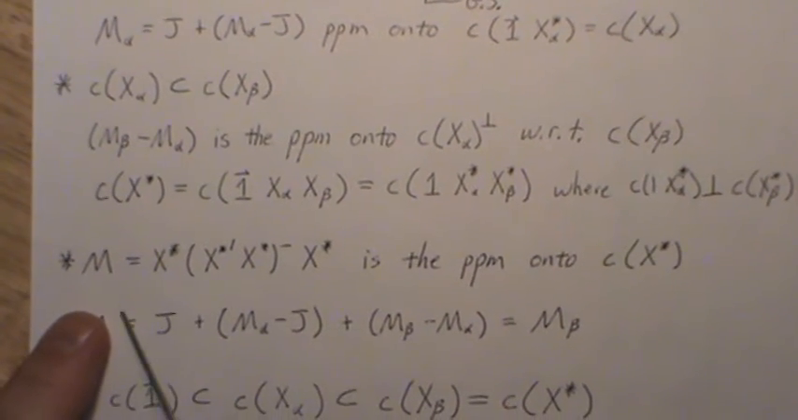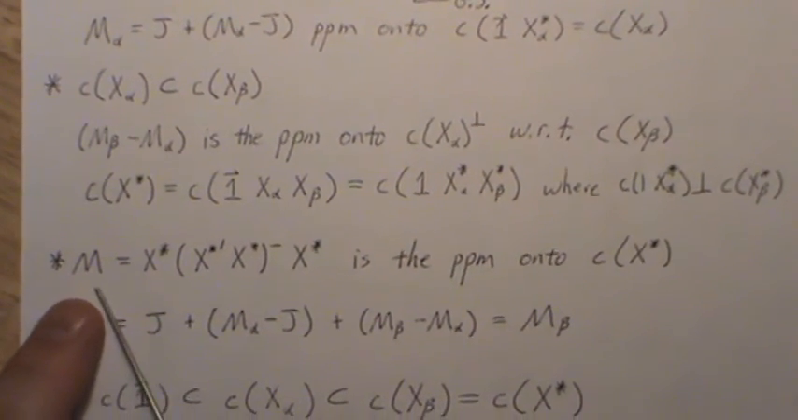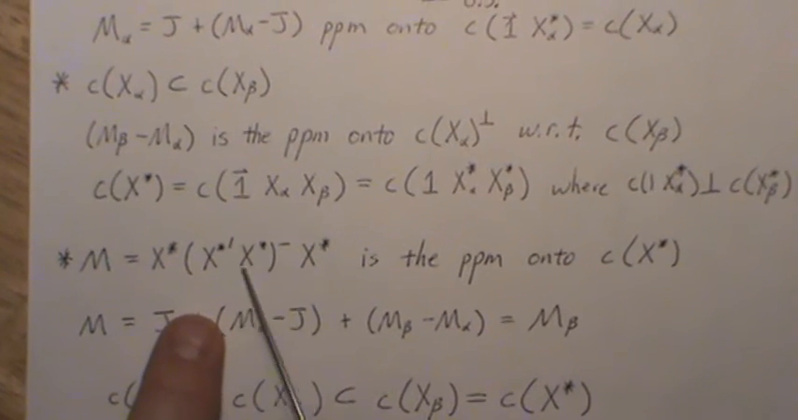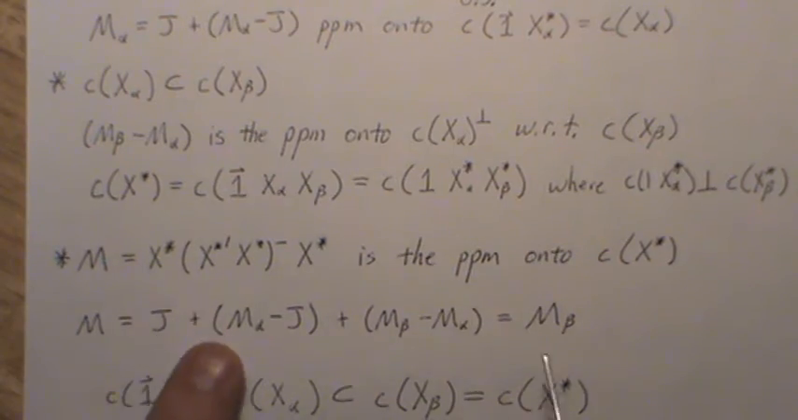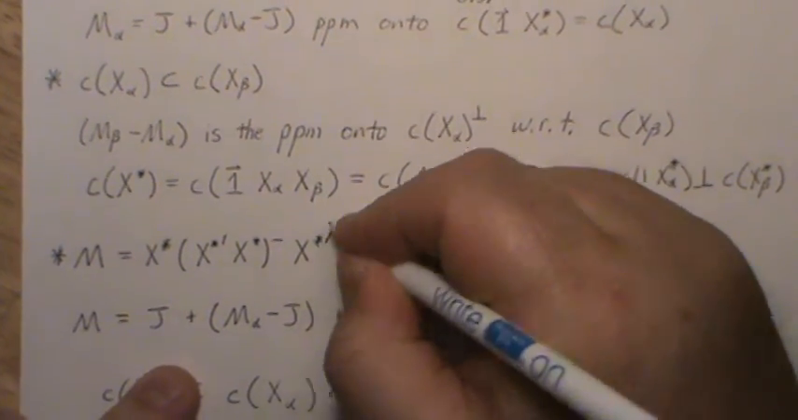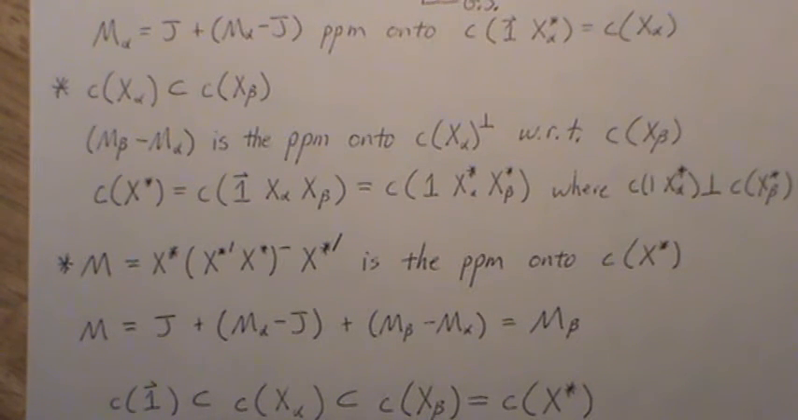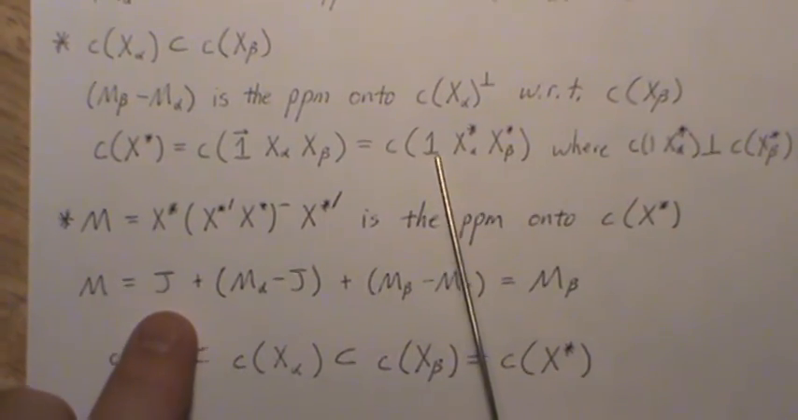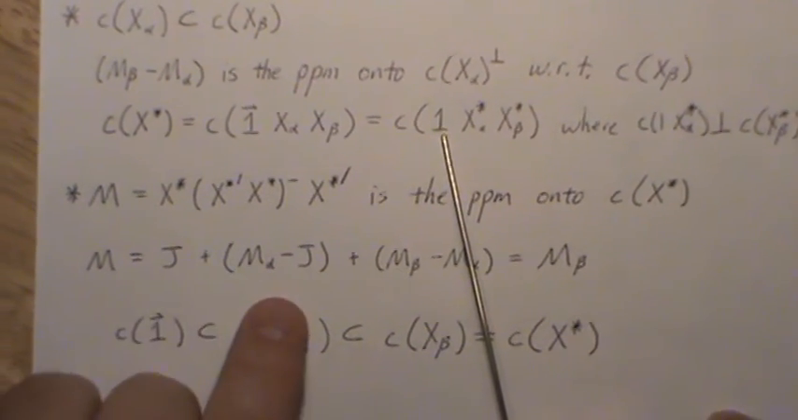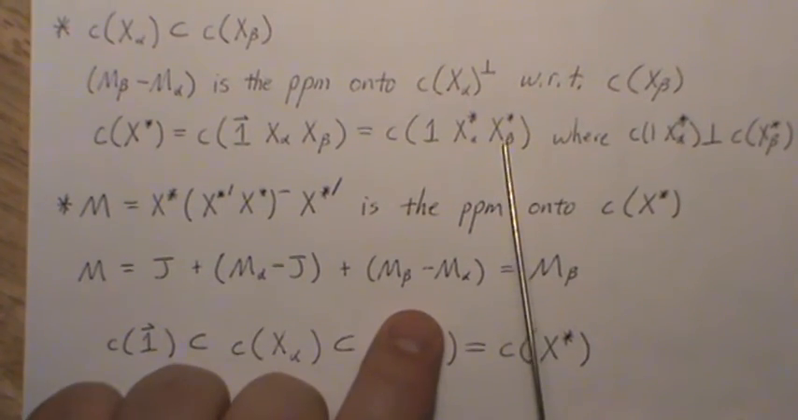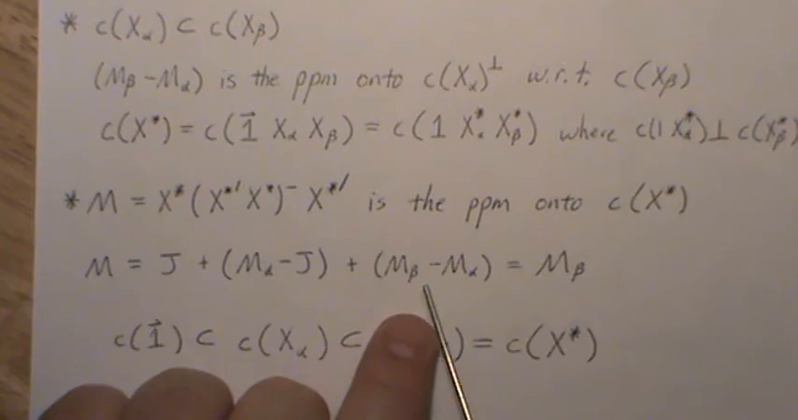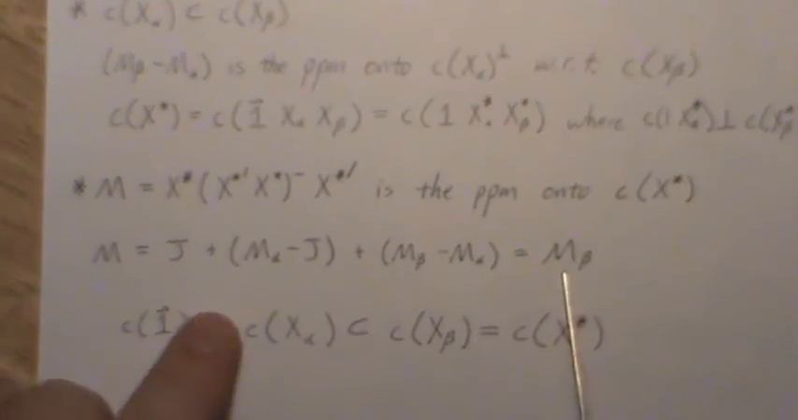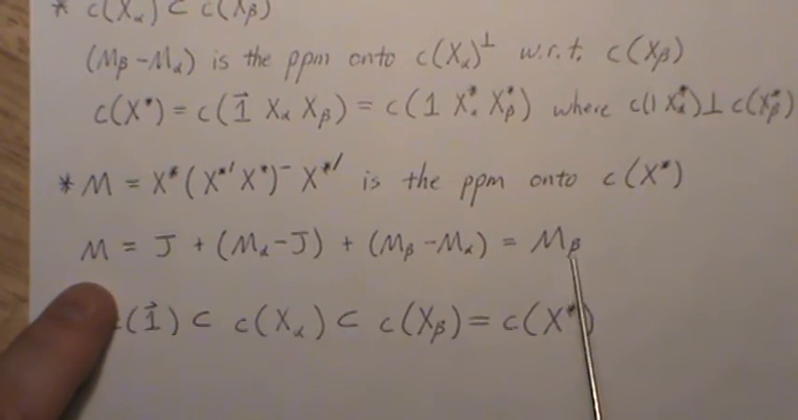But if we just look at M, the perpendicular projection matrix on the column space of X star, you take X star transpose X star generalized inverse, because this is singular, times X star transpose, and that's the perpendicular projection matrix on the column space of X star. But if we use what we know about perpendicular projection matrices, M should be equal to J, plus M alpha minus J, and then this space is actually orthogonal to that, which we said was M beta minus M alpha. So that cancels with this, M alpha cancels, and it just leaves M beta.